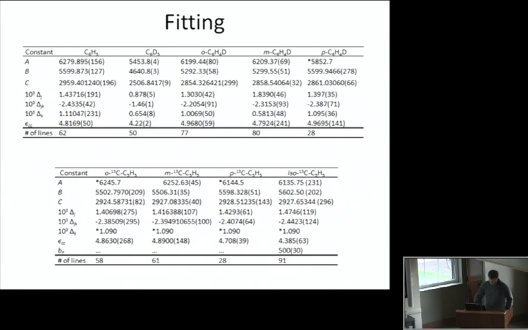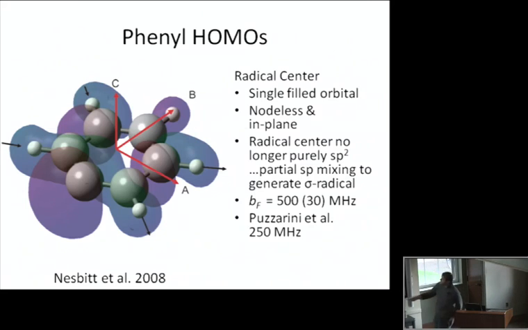Also, what I'd like to highlight, in the next one, is a slide taken from Nesbitt et al. Again, as I mentioned, we determined the Fermi contact constant. Ours is 500, which is in relatively good agreement with that calculated by Puzzarini et al. at 250 megahertz. But this indicates that at the radical center you have a single-filled orbital which is nodeless and in plane, indicative of a sigma-type radical, which no longer has a pure sp2 hybridization. Once you remove that hydrogen, you lose the pure sp2 hybridization and end up with partial sp mixing to generate the sigma radical.